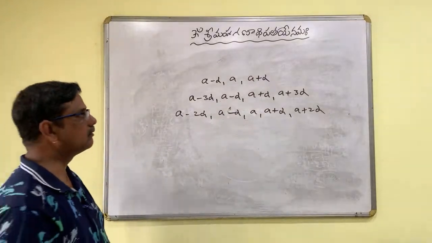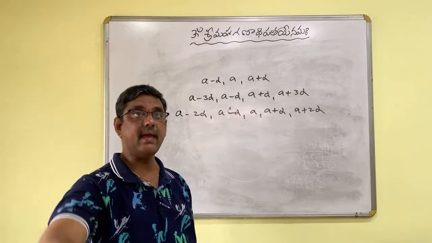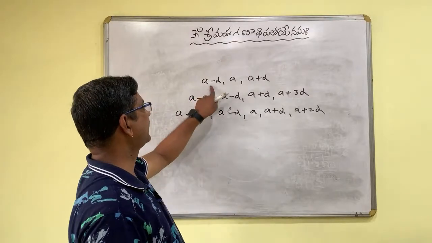Once again I am telling you, if there is a problem about 3 numbers which are in AP, you need to take 3 numbers like this.